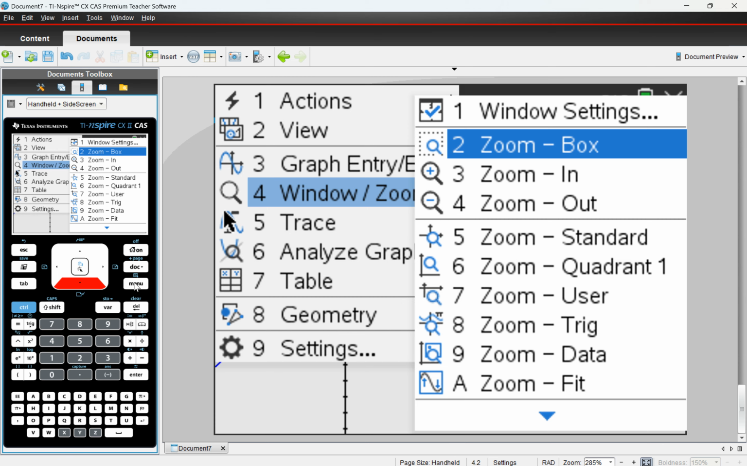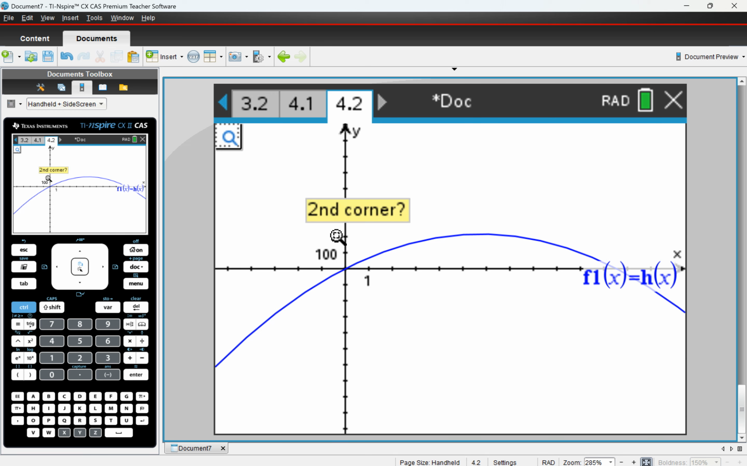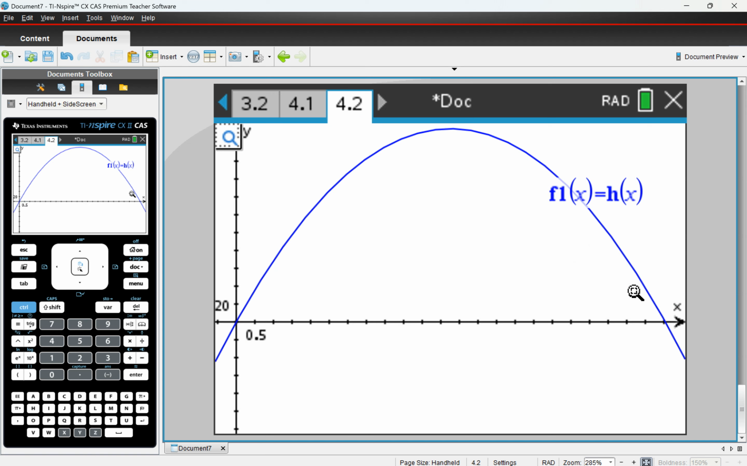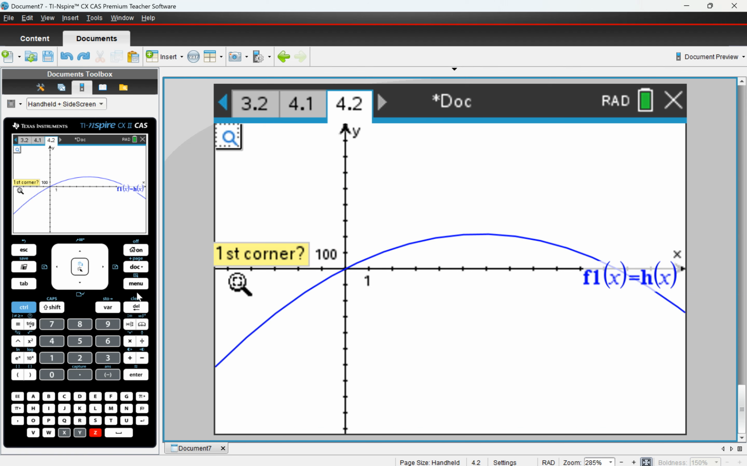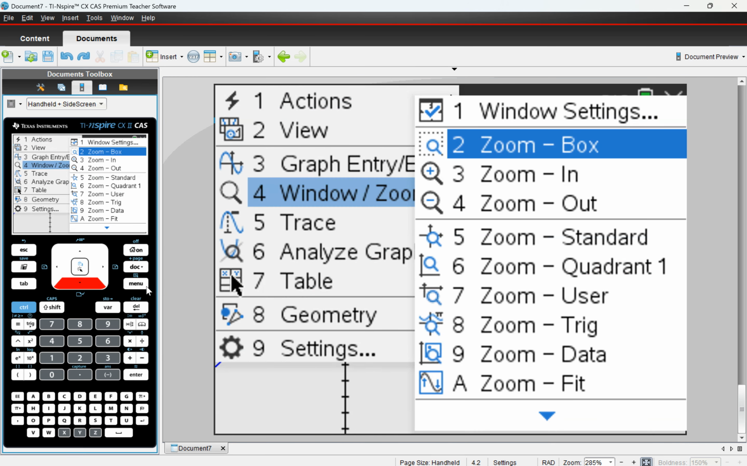Zoom box is the second one I taught you. This one you make a box where you want, so click on a corner. So I can click here once. Then move the cursor and it shows you where you want to go up to, like this. And click twice. And that's a beautiful graph. Oh my days. I'll do it again. So go to menu 4, zoom box.